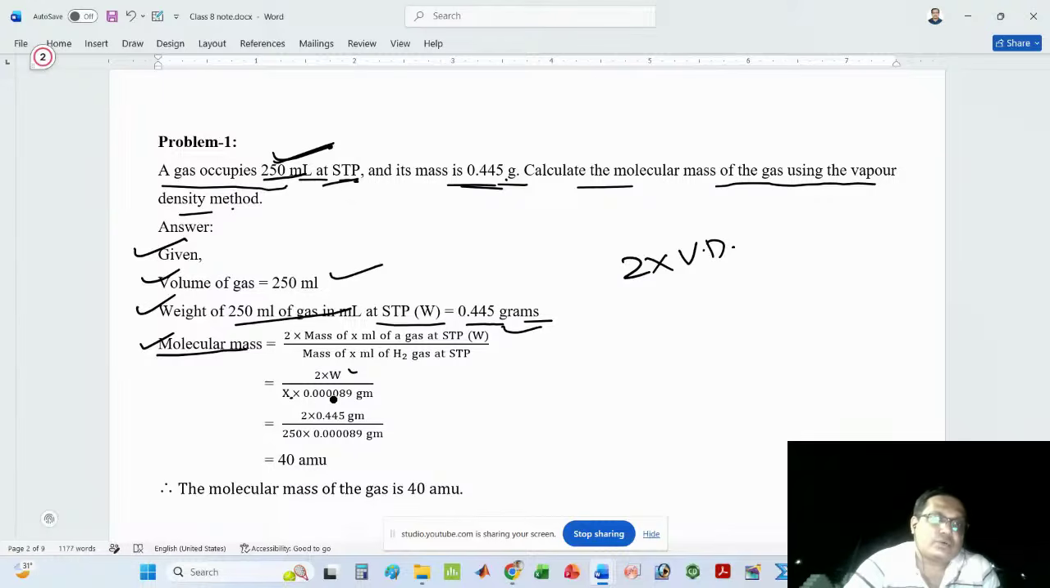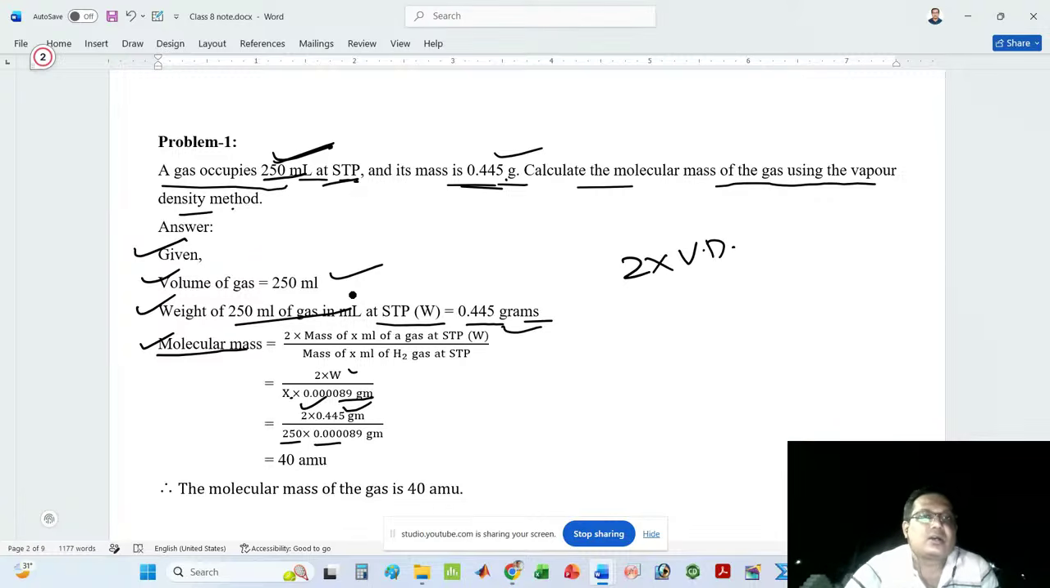Here again read the question. A gas occupied 250 ml at STP and weighs 0.445 gram. That means the weight of 250 ml of gas is 0.445 gram. So 2 into 0.445 gram divided by 250 into 0.0089 gram. Here I have taken 250. Why? Because the same volume is given. It is necessary to take the same volume. The volume of the gas is 250 ml, so it is necessary to take 250 ml of hydrogen.